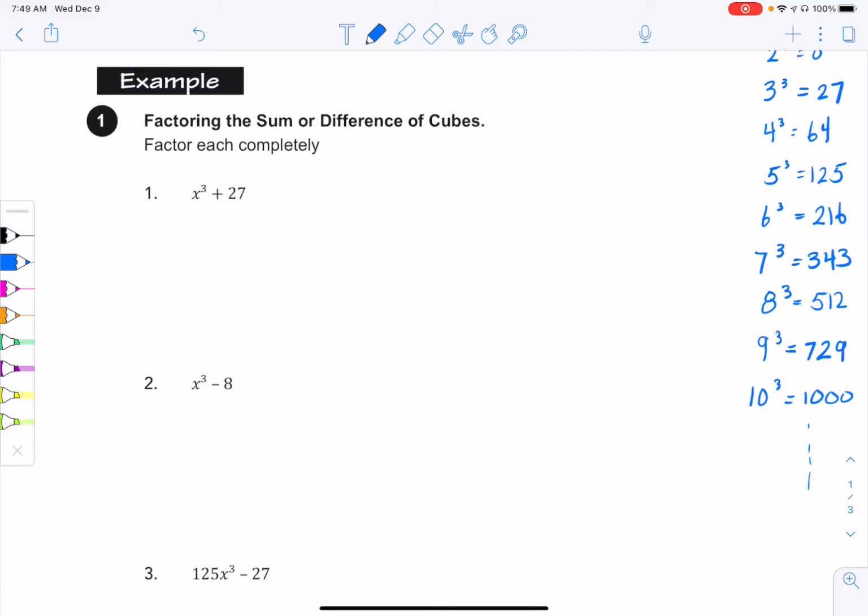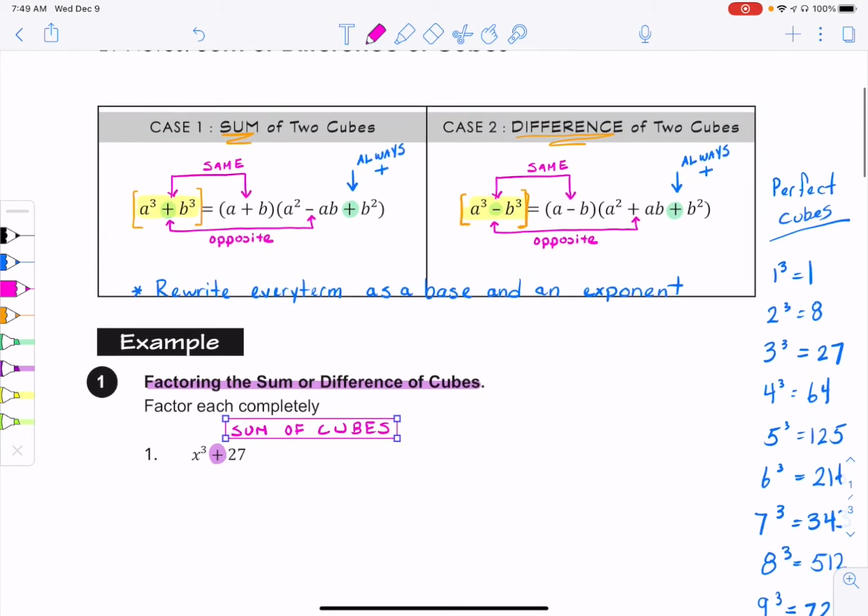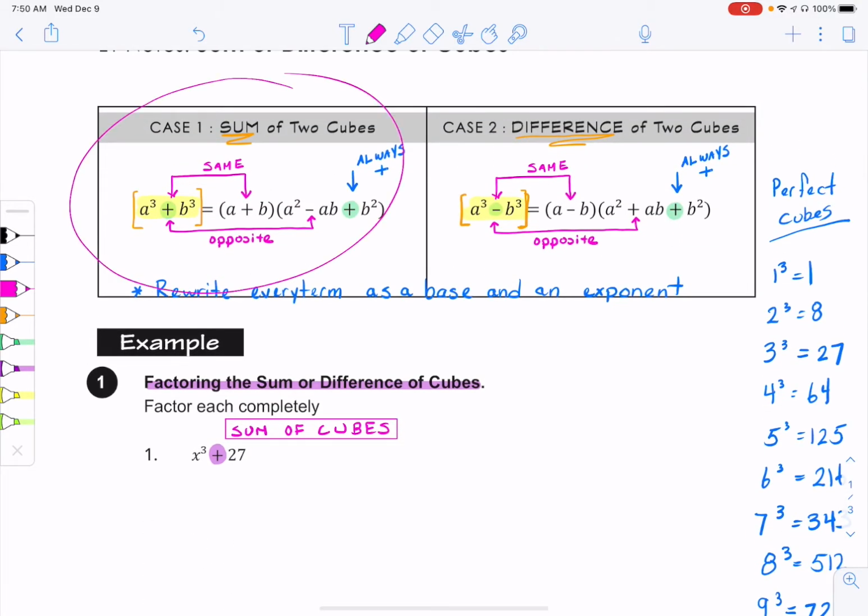All right, our first example set says to factor the sum or difference of cubes. So the only way that you tell which formula you're using is by the sign. So right here we're adding, so this is going to be the sum of cubes. If we are using the sum of cubes because we have an addition sign, that means we are following this case.